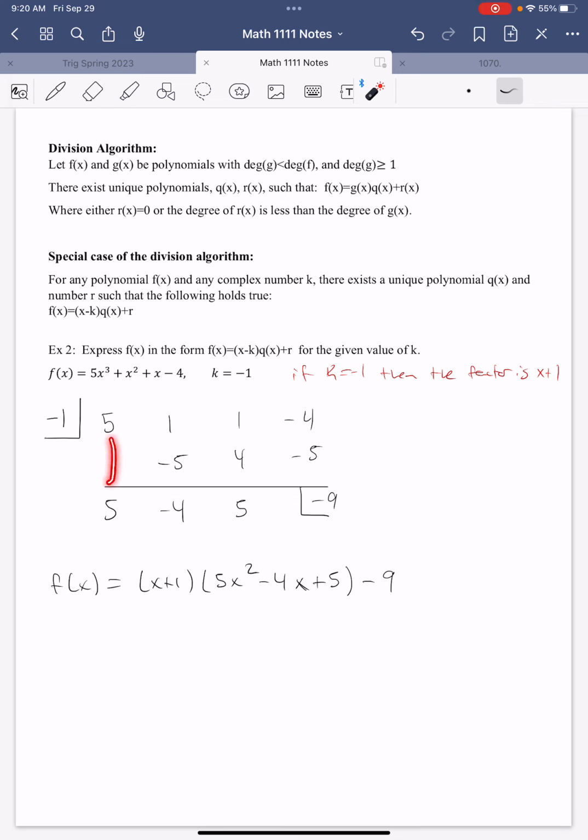So we do our synthetic division again, and below the bar we get 5, negative 4, 5, and then negative 9 is the remainder. So what the special case of the division algorithm says is that the original function can be written as x plus 1, so x minus k, which is x plus 1, and then times the quotient, and then just minus 9 right there. That's the remainder.